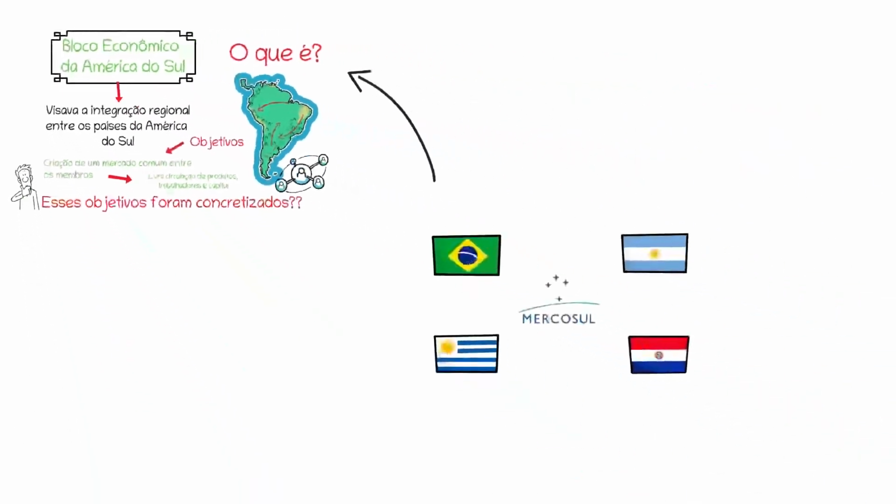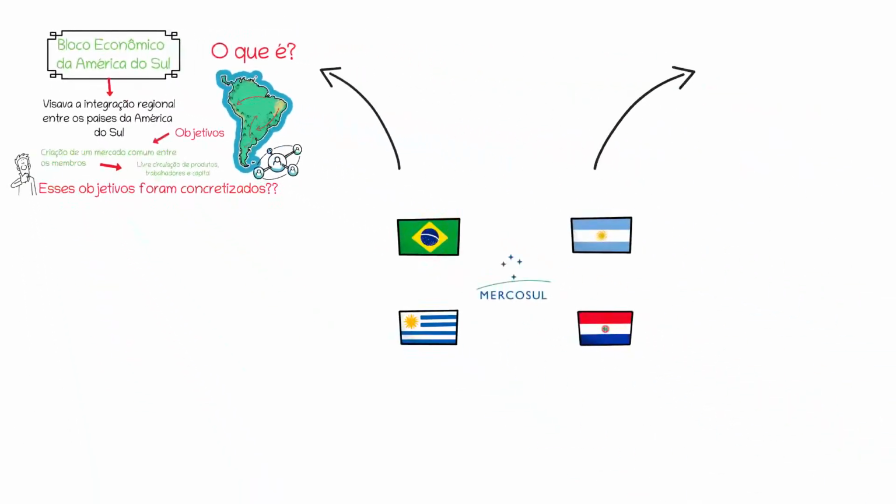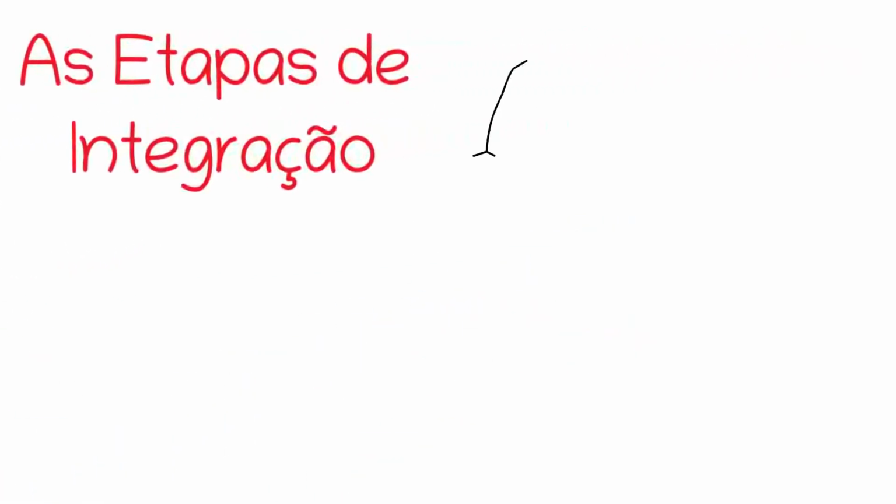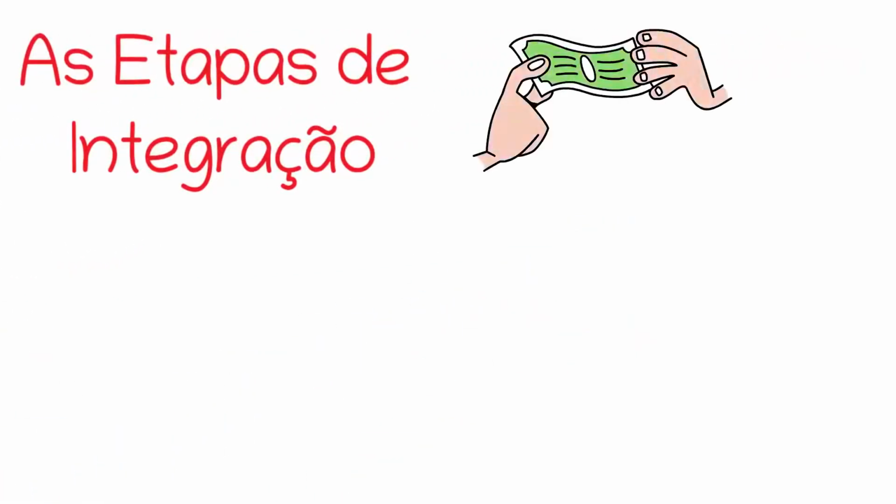And here's something very important. When we talk about regional integration between countries, about economic blocs, there are stages of integration. So let's talk a bit about these stages now so you can understand which one Mercosur is in. And here I'll give you a quick summary, all right? So we don't take too long.